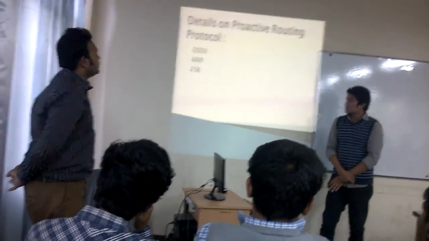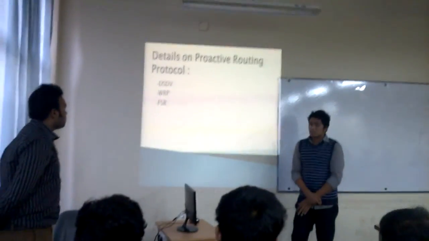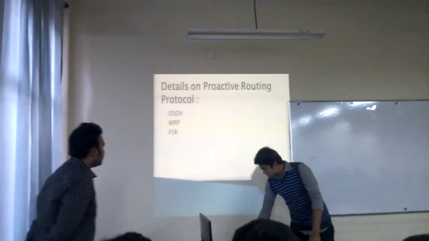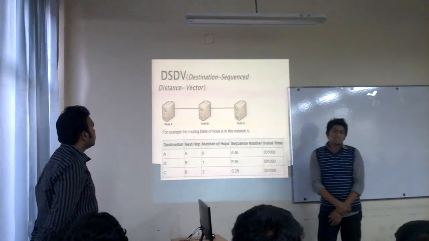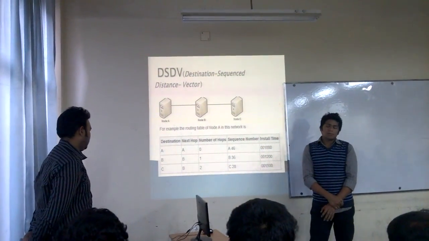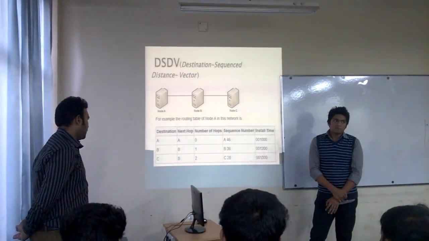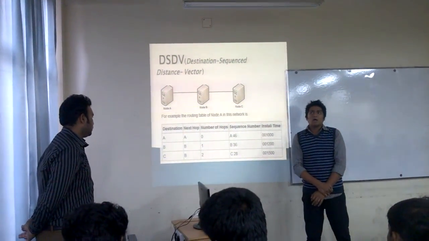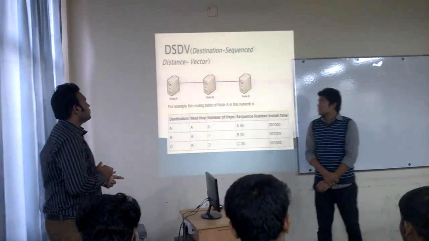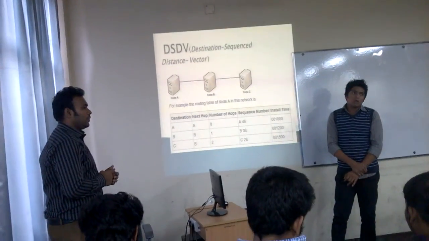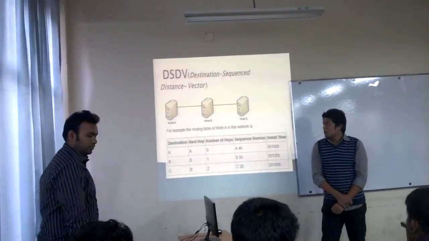In proactive routing protocol, it also uses a lot of algorithms like DSDV, FSR, etc. Now I will discuss some of them. Destination-Sequenced Distance Vector. It is a table-driven routing design based on the Bellman-Ford algorithm. The main contribution of this algorithm was to solve the routing loop problem.